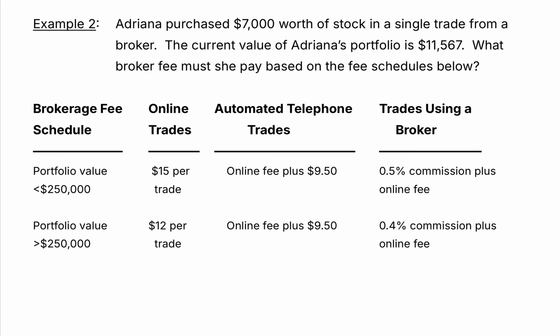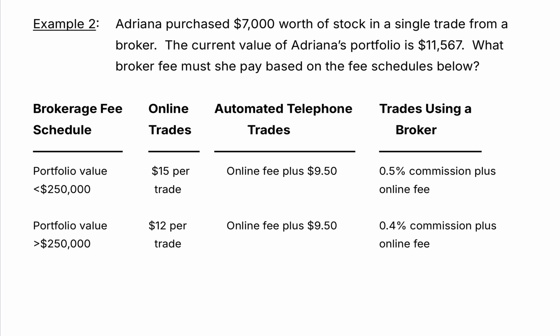So if you have a fairly healthy portfolio, then your online trades are going to be $12 per trade. So it's going to cost you less. Your automated telephone trades are the same, online fee plus $9.50. And if you use a broker, your commission is going to be a little bit lower at 0.4% commission plus the online fee. Okay, so the question is, what broker fee must Adriana pay based on this fee schedule?